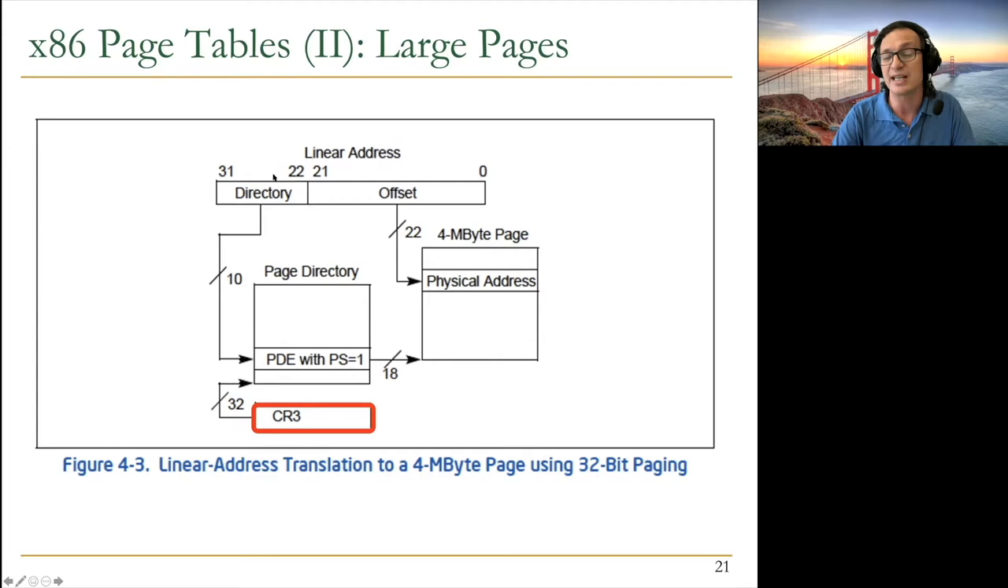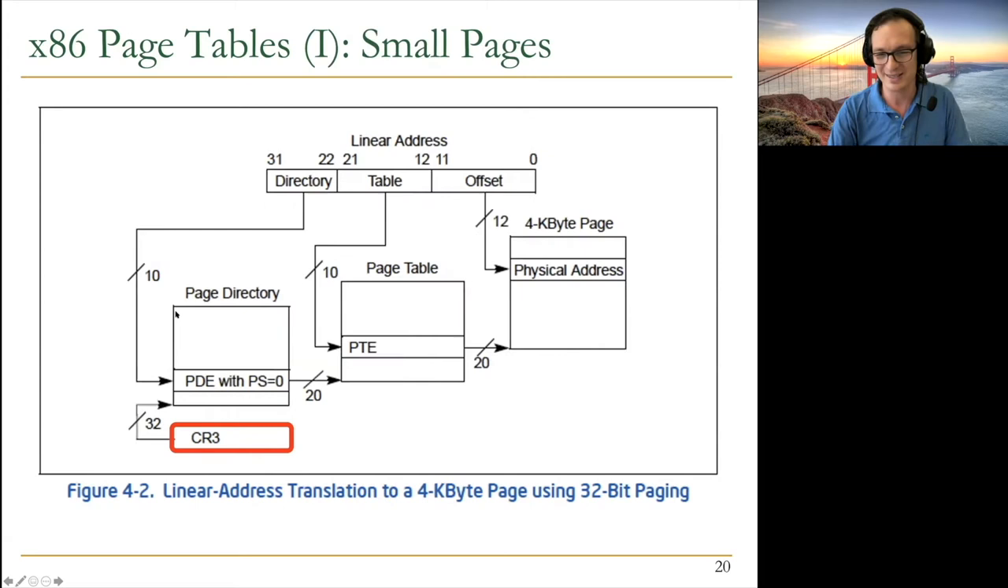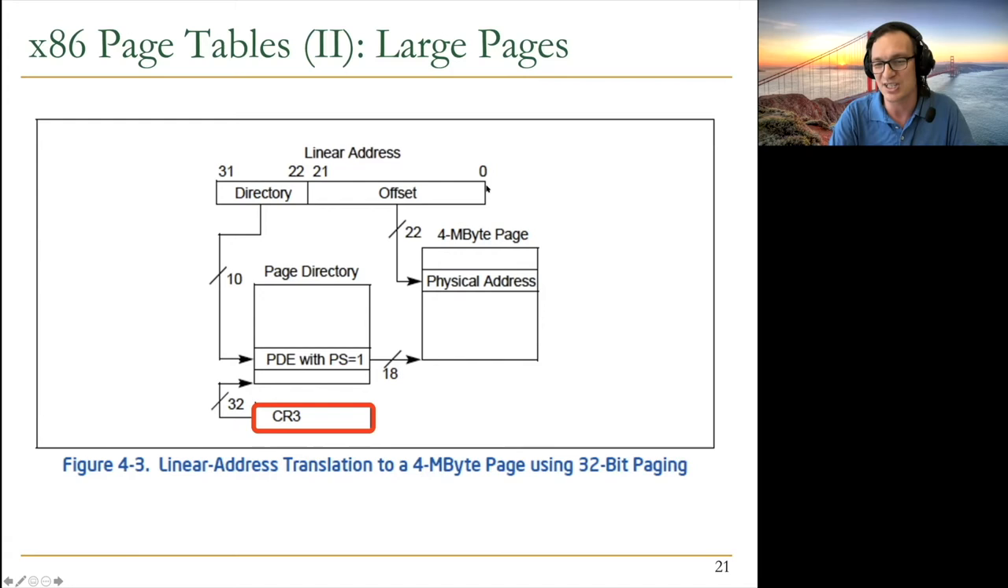So you just go through what they call a page directory. What I think they should have called a page table, but to be consistent with what is shown over here, they call it the directory. But this is really the direct page table for 4 megabyte pages, as you can see. Right? And it's a very small page table because your pages are very large.